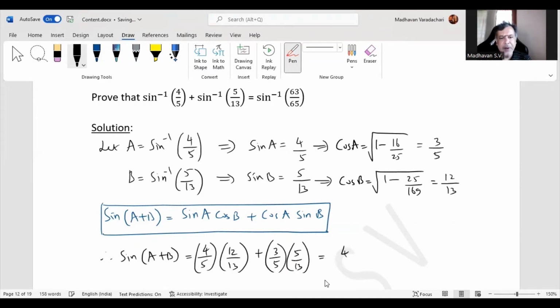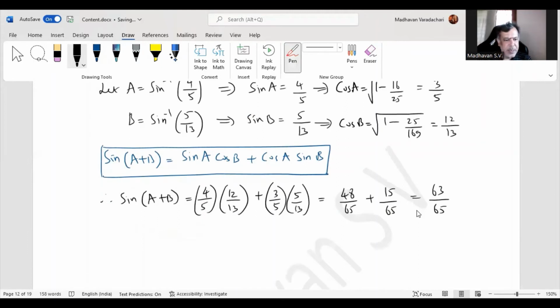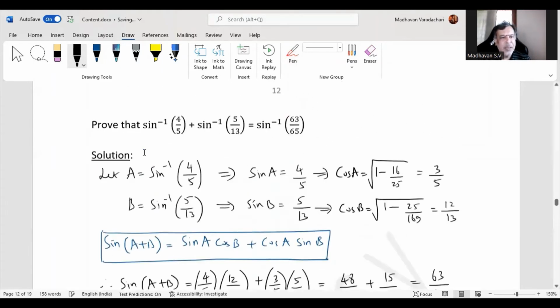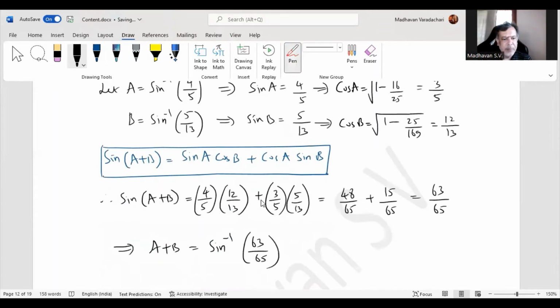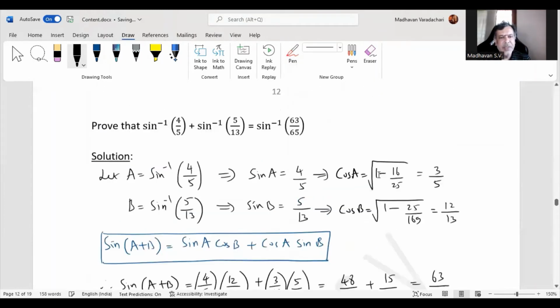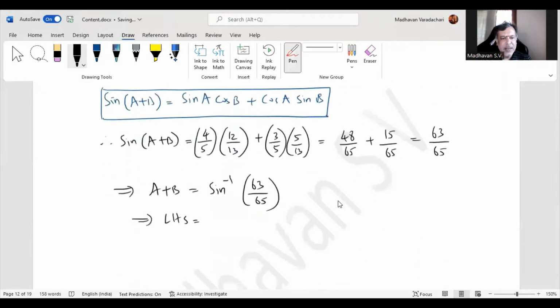So this will be 48 by 65 plus 15 divided by 65. Adding the numerator, we get 63 by 65. So that is your sine A plus B, which means A plus B will be sine inverse of 63 by 65. A plus B is nothing but our left hand side. So this is left hand side, and sine inverse of 63 by 65 is your right hand side. Hence proved.